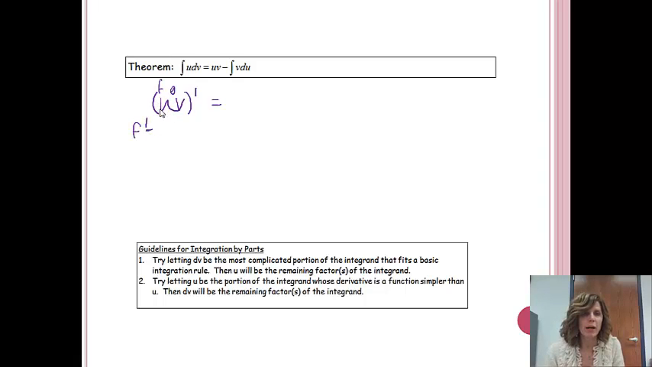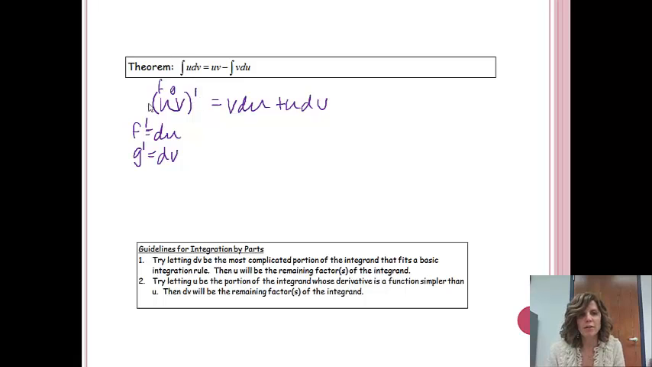My f prime, the derivative of u, would just be u prime, or I could also call it du, same thing. And then my g is v, so my g prime would be v prime, or I could also refer to it as dv. So if I use the product rule, I'd have f prime times g, so du times v, another way of writing that would be v du, plus f g prime, u times dv.